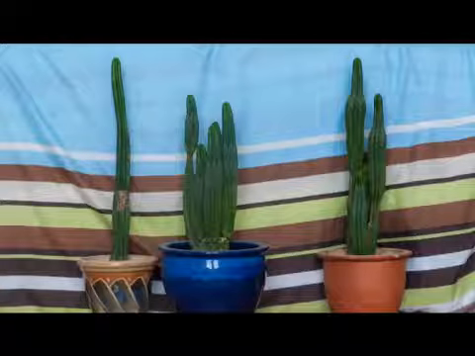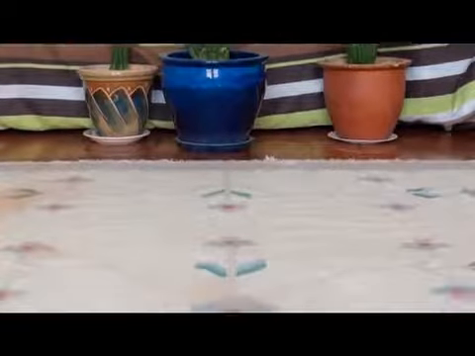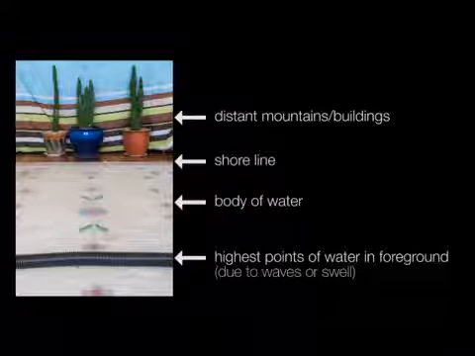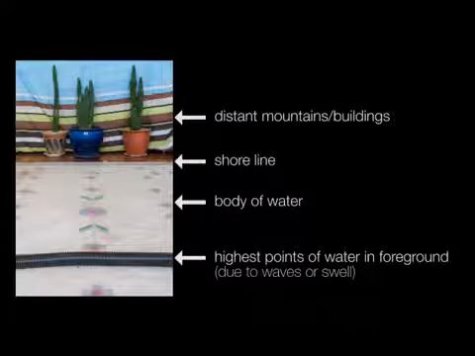The cacti represent, say, the mountains, and the vacuum cleaner hose represents the waves or the swell. So at this height, obviously you can see the bottoms of the cacti mountains all the way down to sea level, or the floor, as you'd expect. So now let's see what happens when I move the camera down to the floor.